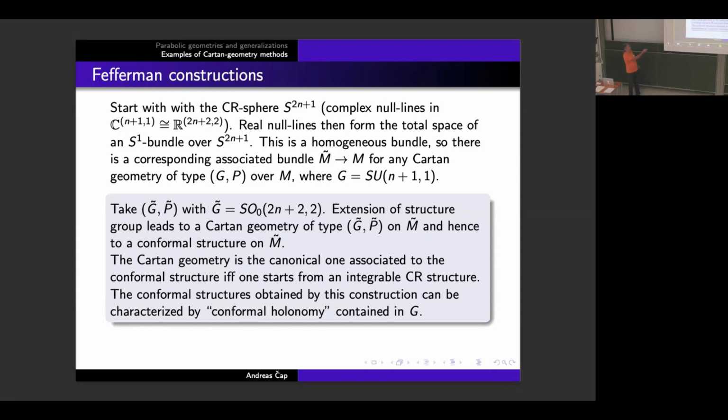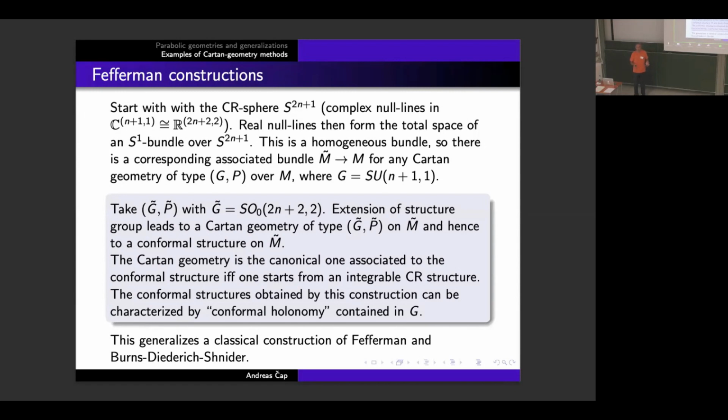Yes, you can, because what you came up with was the inclusion of SU into SO. And in fact, there is a notion of conformal holonomy, and you can characterize these conformal structures that you obtained in that way by the fact that their conformal holonomy is unitary. Or if you want, you can characterize them by the existence of a parallel complex structure on their standard tractor bundle, and things like that. And this generalizes classical constructions.